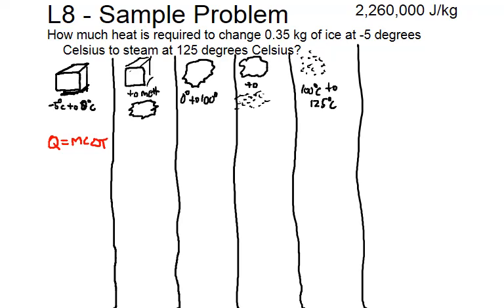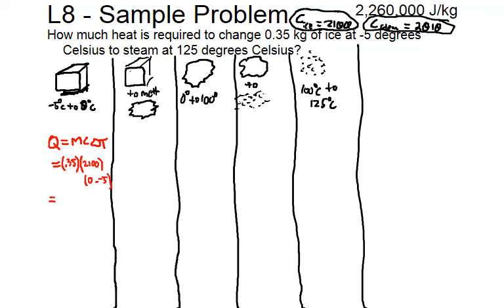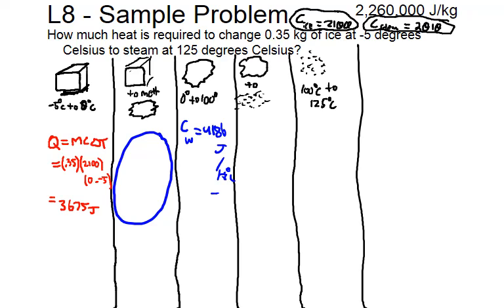So, the heat required to get from -5 to 0 degrees, we have the mass 0.35 is the mass. We have the specific heat of ice, and then we have 0 minus -5. And so it'll take 3,675 joules to get that to 0 degrees. Now what I want you to do is calculate what is the energy needed to melt it. So this is fusion, latent heat of fusion. For this portion, the specific heat of water is 4186 joules per kilogram degrees Celsius. So you can figure out how much energy it takes to go from 0 degree water to 100 degree water.